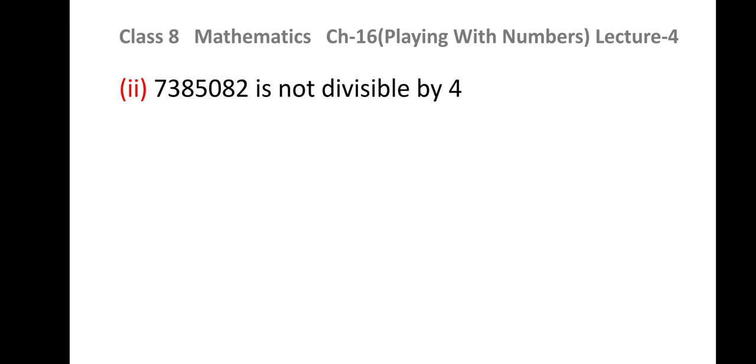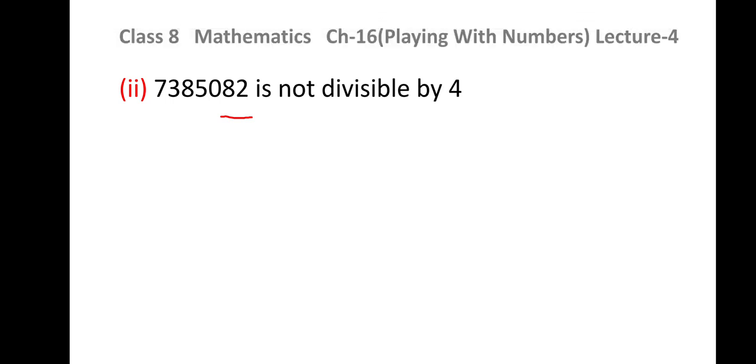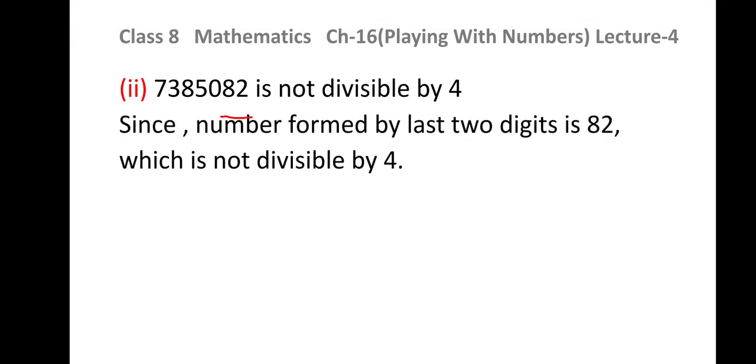In this case, if I look at the number formed by the units and tens digit, I will be getting the number as, what is that number? 82. So, is 82 divisible by 4? No. So, we can say that this number is not divisible by 4. Since the number formed by the last two digits is 82, which is not divisible by 4, the given number is not divisible by 4.